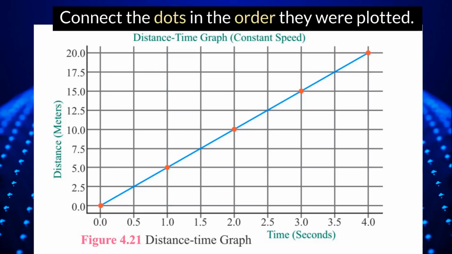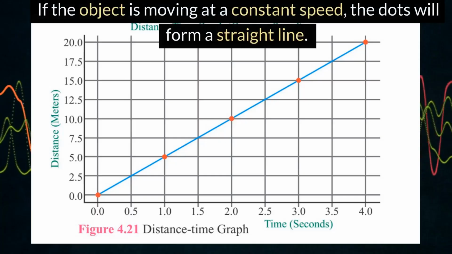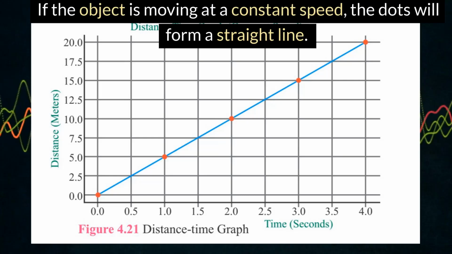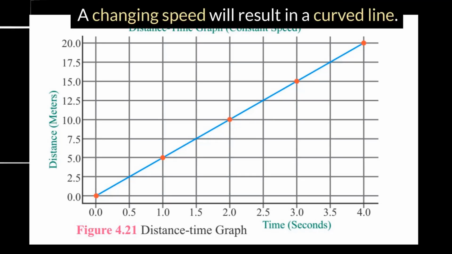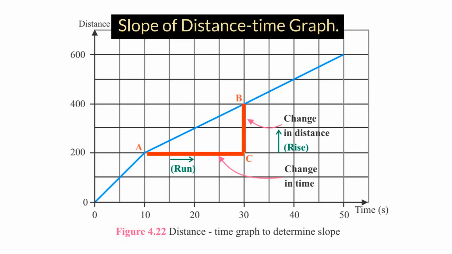Connect the dots in the order they were plotted. If the object is moving at a constant speed, the dots will form a straight line. A changing speed will result in a curved line. Slope of distance time graph.